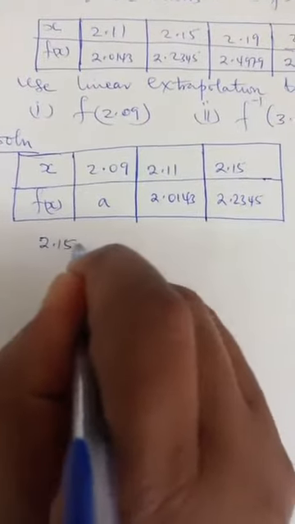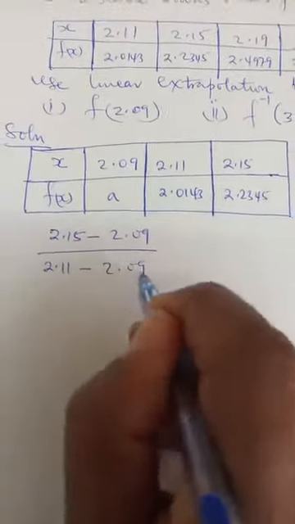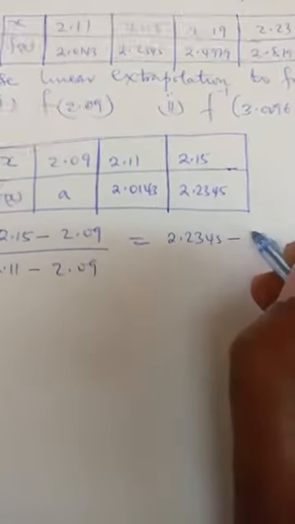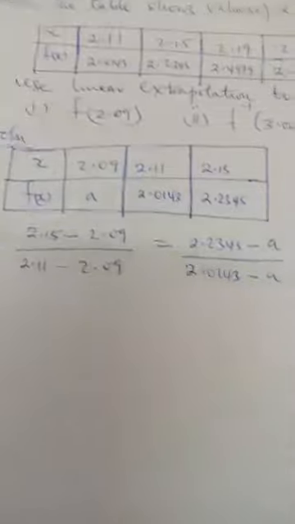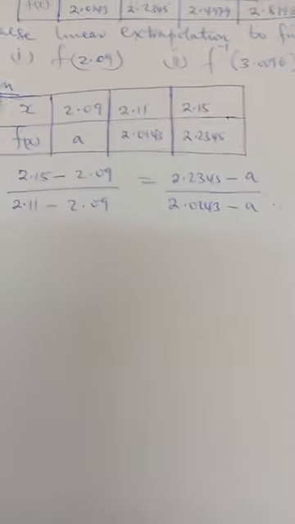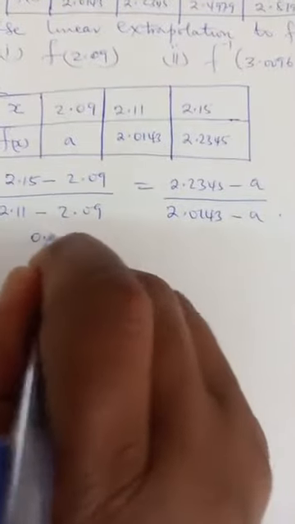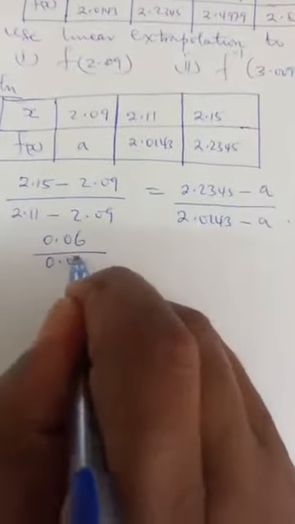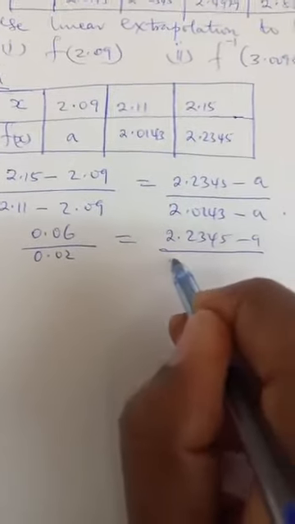I will say 2.15 minus 2.09 over 2.11 minus 2.09 should be equal to, now we follow the order for the rest, 2.2345 minus A over 2.0143 minus A. If I use this approach and simplify 2.15 minus 2.09, we obtain 0.06 over 2.11 minus 2.09, we obtain 0.02, which will be equal to 2.2345 minus A over 2.0143 minus A. But if we divide this, we get 3.